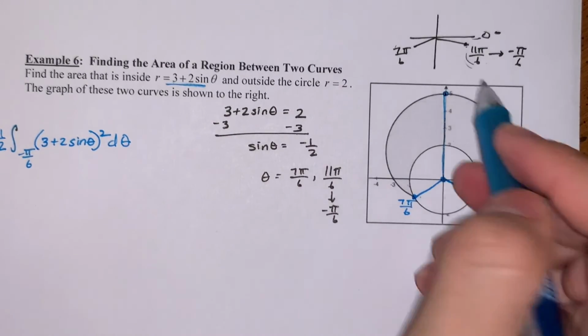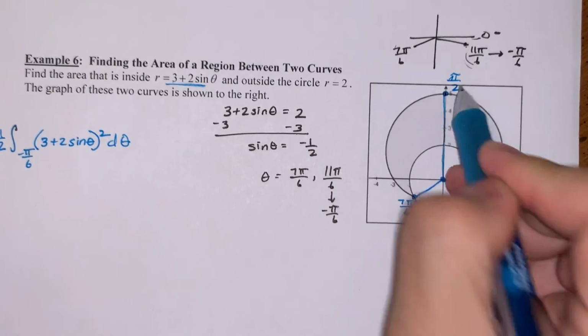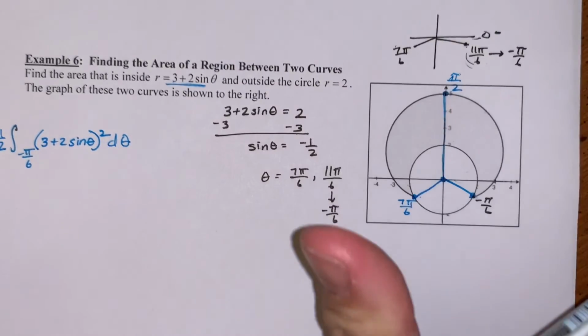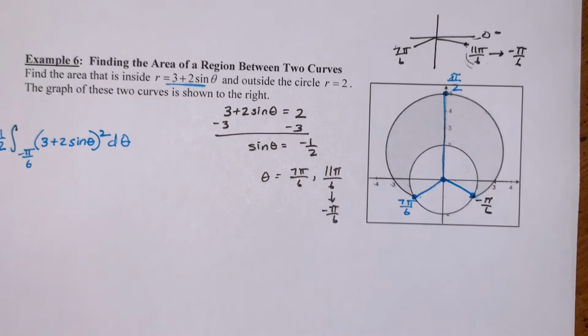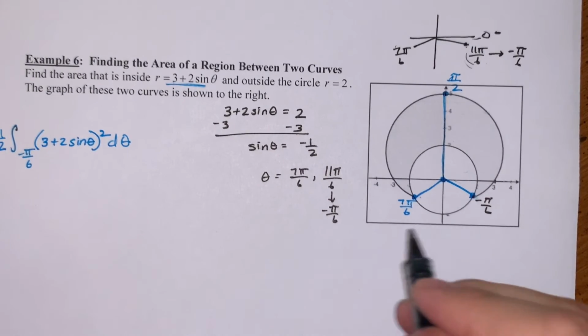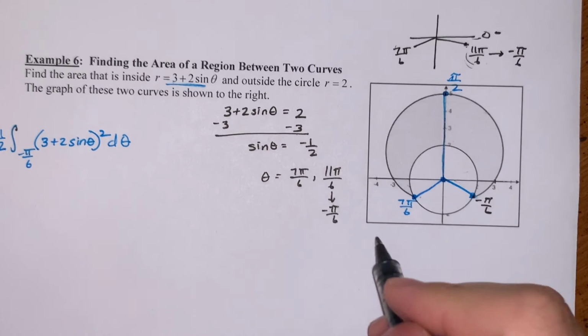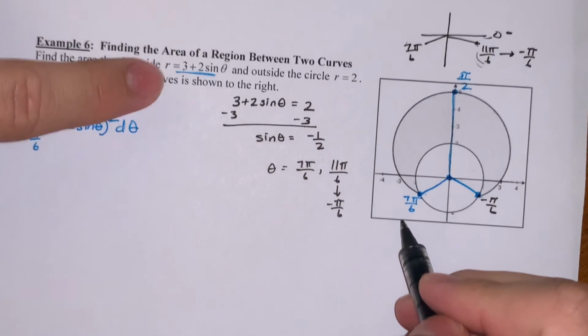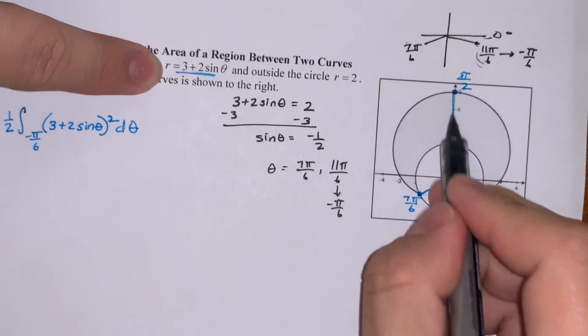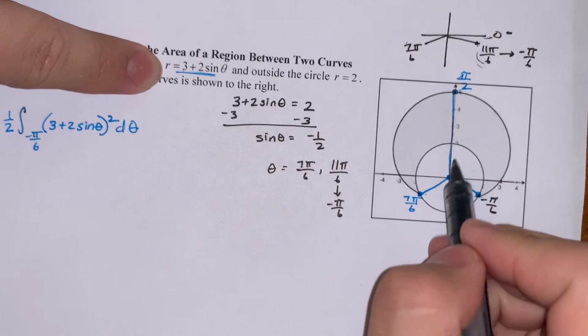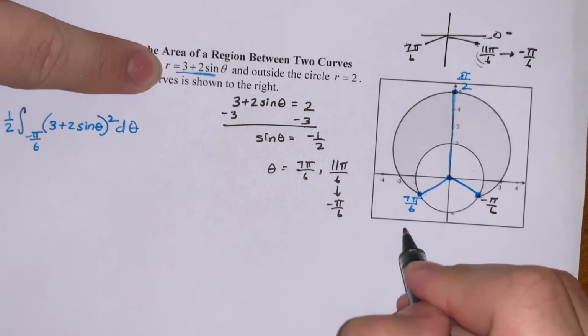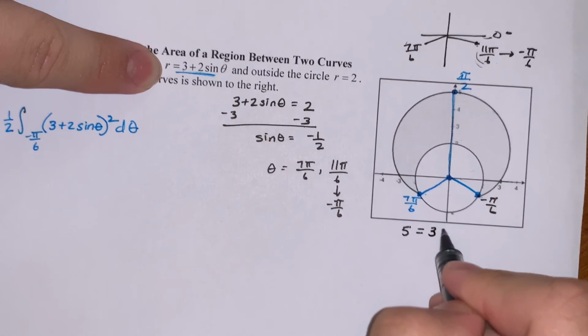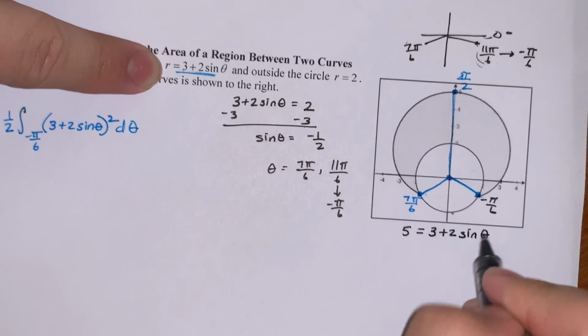And I'm sure most of you will guess that stopping point is pi over 2. Just to be safe, let me prove it to you, right? Proofs are always fun. I was trying to come up with a good phrase, but that sucks. Anyways, I'm going to go ahead and set this, and my radius at that point is 5 right there. Yeah, 1, 2, 3, 4, 5. So 5 is equal to 3 plus 2 sine of theta.